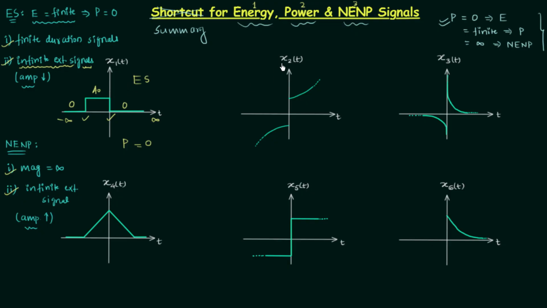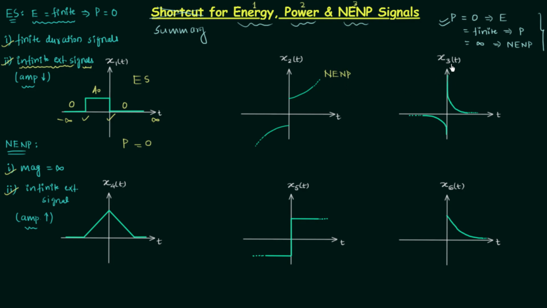Now let's move to signal x2(t). You can see the waveform of this signal, and the right hand side of the signal is having the waveform which is increasing like this, and the left hand side of the signal is having the waveform which is decreasing like this. So in this case, the non-zero amplitude range is infinity, and thus this signal is an infinite extension signal. And here the amplitude is not decreasing, but it is increasing. And when amplitude is increasing in an infinite extension signal, it is neither energy nor power signal. So signal x2(t) is neither energy nor power signal.